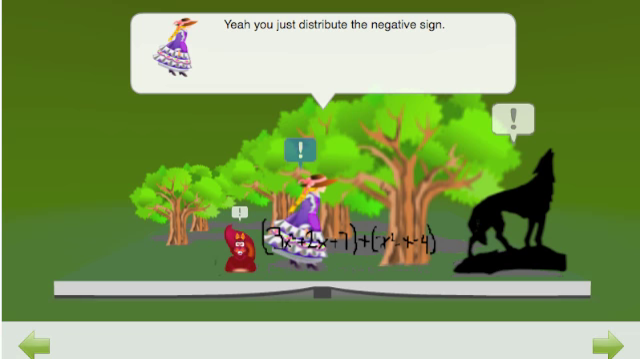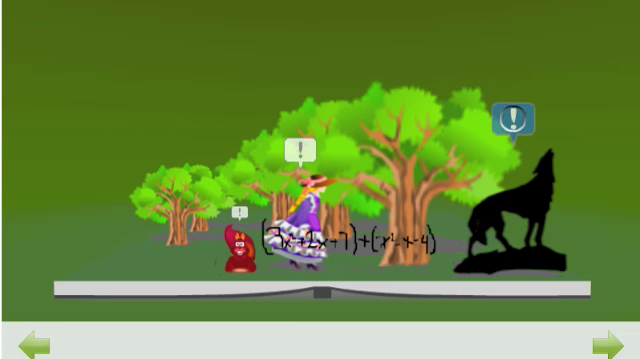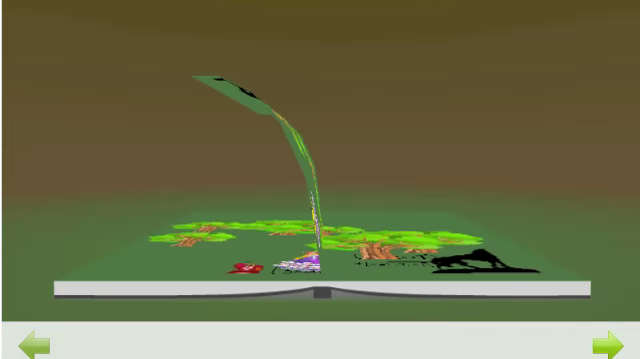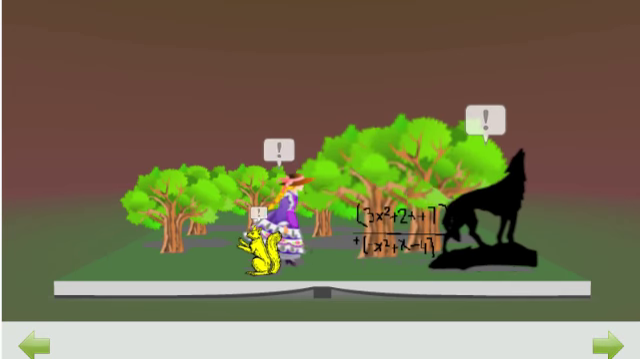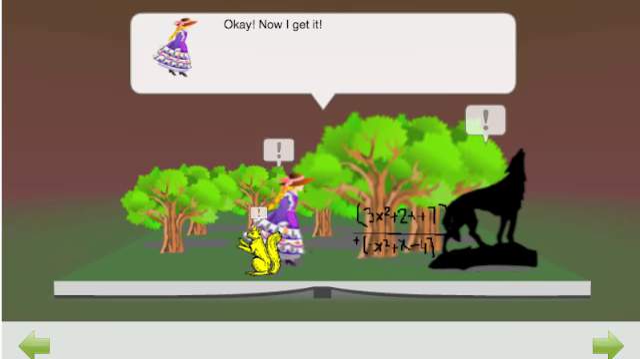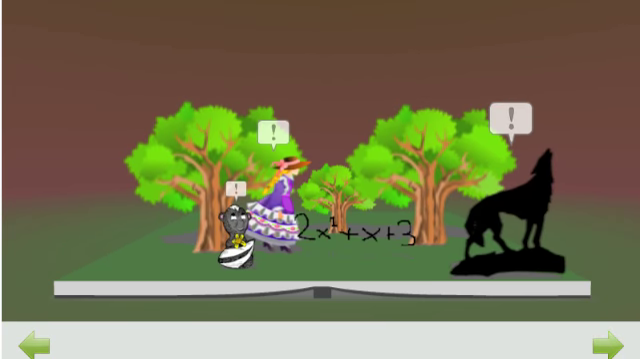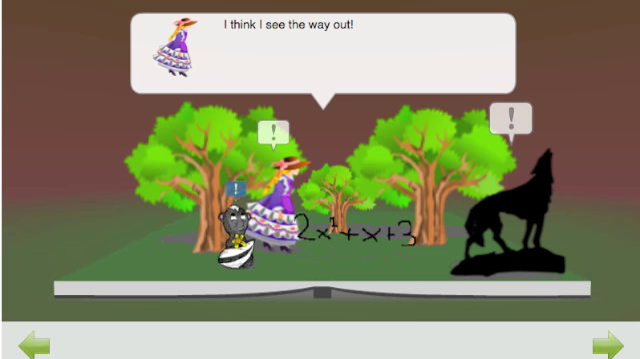Are you starting to understand how to solve the problems now? Yeah, you just distribute the negative sign. Okay, now I get it. Now you line up terms and add. I think I see the way out. That was our last problem.